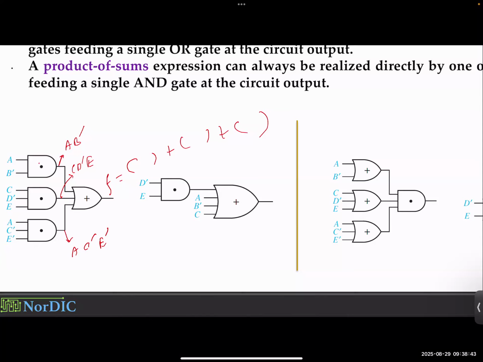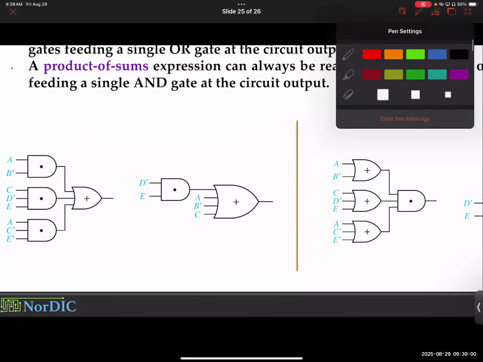Notice in a sum of product, you always add things last. So you take ANDs in one stage, and then finally you add all of them together. This is a design approach. Okay, I'm going to get back to this. Let's do one more practice.